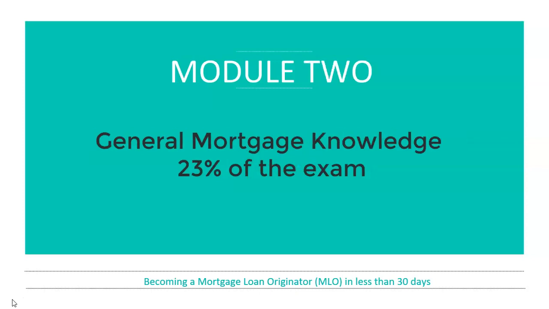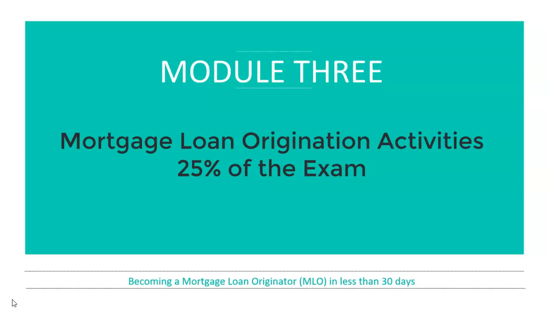In Module 2, General Mortgage Knowledge. That's about 23% of the exam. Module 3, Mortgage Loan Origination Activities. That's the biggest part, 25% of the exam. And that's the section where you would think real estate agents and mortgage people would do well, but they don't, because they want to answer the questions about the way that things were done in the past. And you have to learn the way that things are done now.